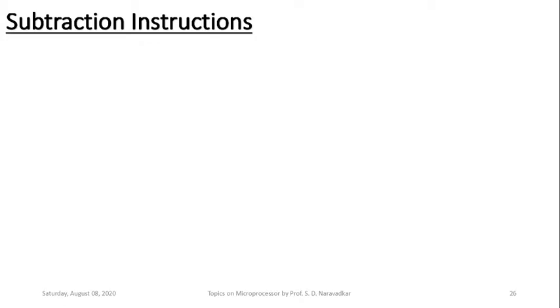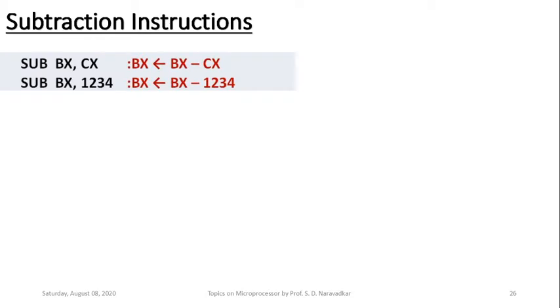Now I want to take similar examples for subtraction. Let us see a few examples. SUB BX, CX. Here the contents of register BX minus register CX, this operation will be performed. The sequence of subtraction will always be like this, BX minus CX. If my instruction is SUB BX, CX, then that same sequence of subtraction will be performed, BX minus CX, and the result will be copied to the BX register, which is in the place of destination.